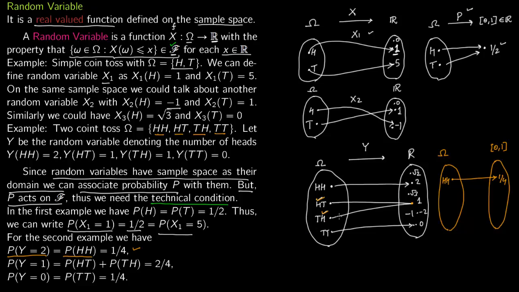Probability that y is 1 is associated with two events, head-tail and tail-head. The probability of head-tail is 1 by 4, the probability of tail-head is 1 by 4, and the probability of tail-tail is also 1 by 4. So here, the probability that y is 1 is associated with these two events, so you add up their probabilities. Probability of head-tail is 1 by 4, probability of tail-head is 1 by 4. You add them up, you get 2 by 4. Probability that y is 0 is associated with tail-tail. So the probability of tail-tail is just 1 by 4. And that is it. We have been able to construct random variables and then associate probability with them.